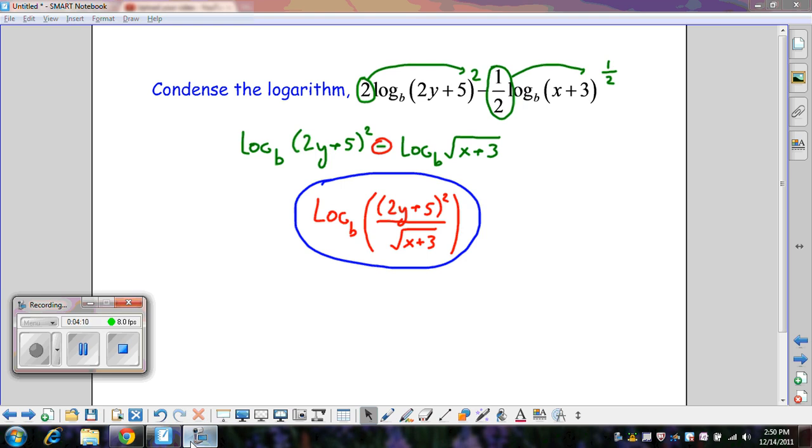Remember, a condensed form, you can only have a single log. You should never have more than one.